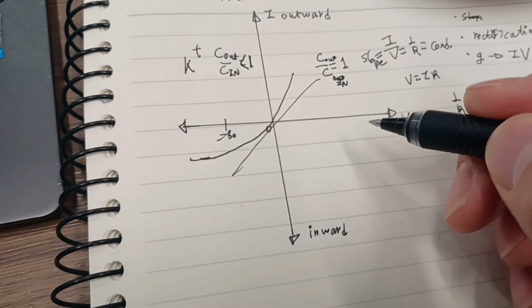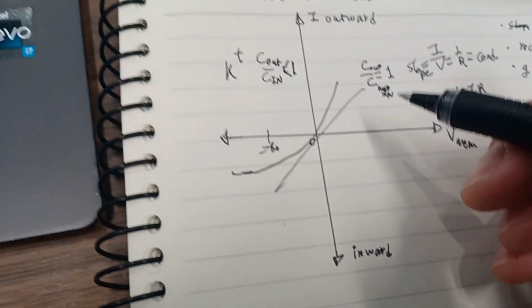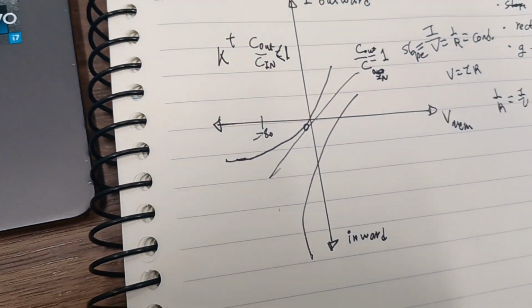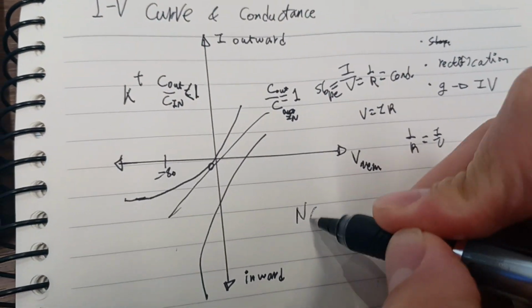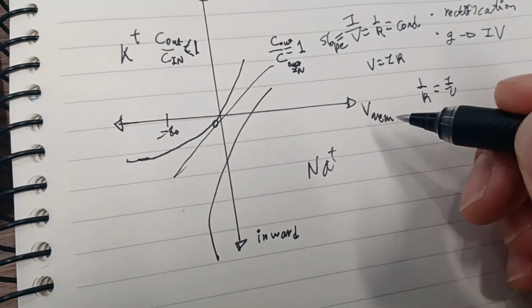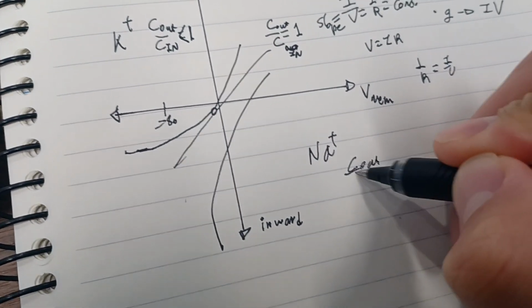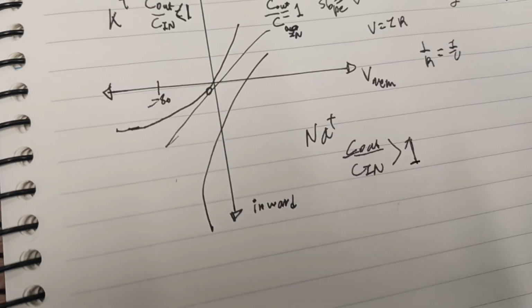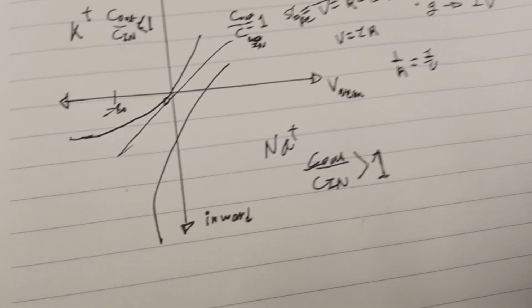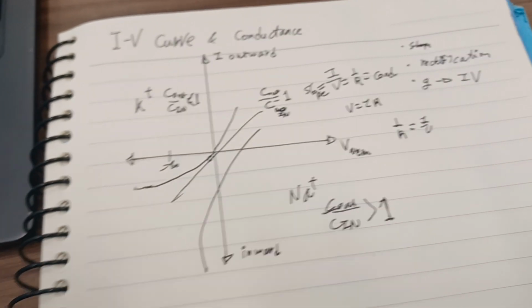And the opposite would have the inward rectification, which goes like that. And that is representing the sodium ion channel's IV curve. And C out over C in will be bigger than 0, and bigger than 1, because outside concentration is higher. And let me intuitively explain why that is the case instead of just putting it in math terms.